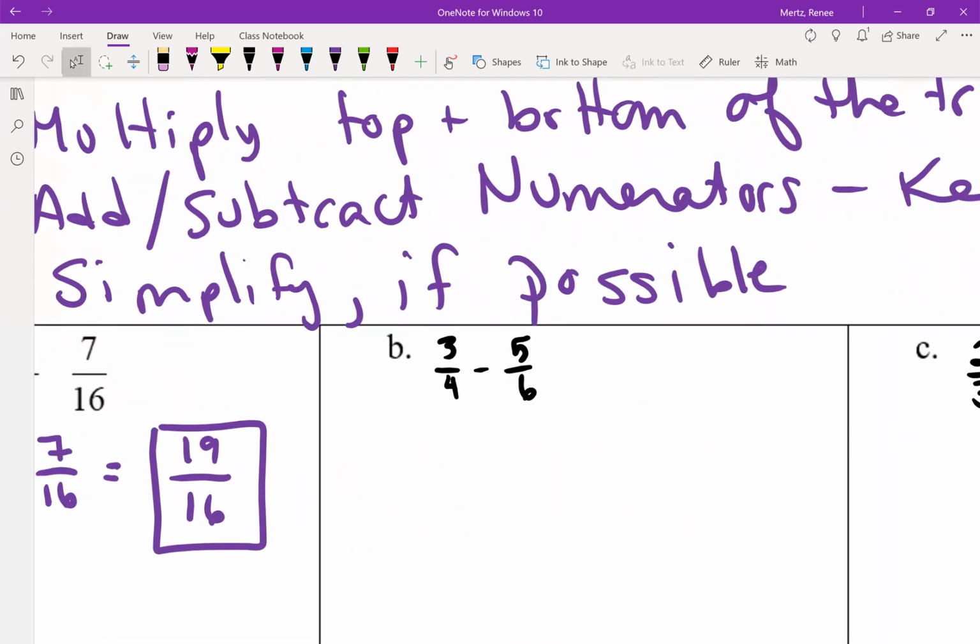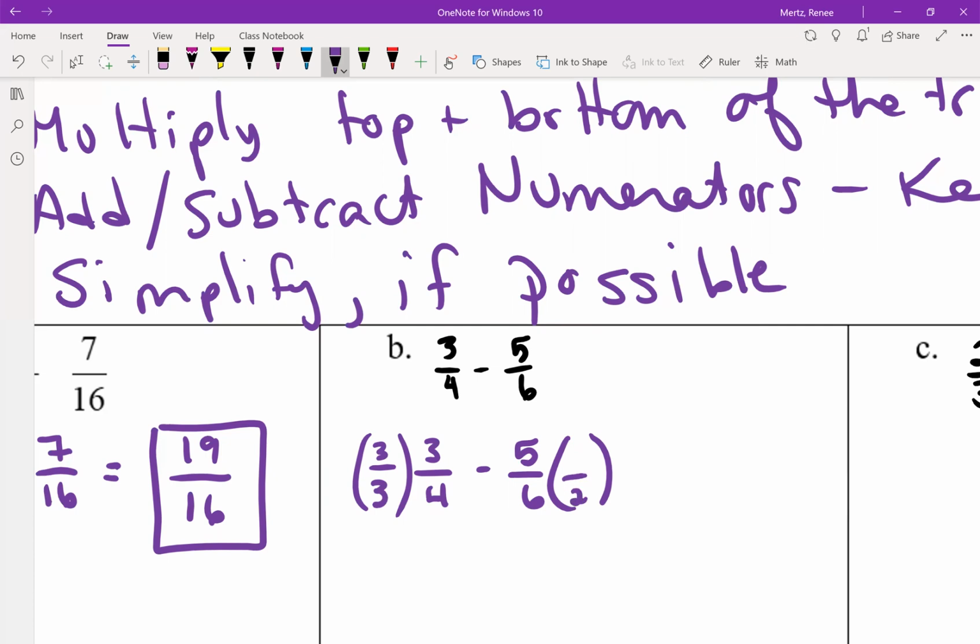For B, we have 3/4 minus 5/6. So we're comparing them, saying what's our common denominator. A 4 and a 6, you could multiply them together, you'd get 24, but then we'd have to simplify. Or you can go with a smaller number. If we think of multiples of 6, it would be 6, then 12. A 4 can become a 12 also. So let's multiply the 3 by a 3, the 4 by a 3. That would give us a 12 in the denominator. 6 times 2 would give us a 12 here.